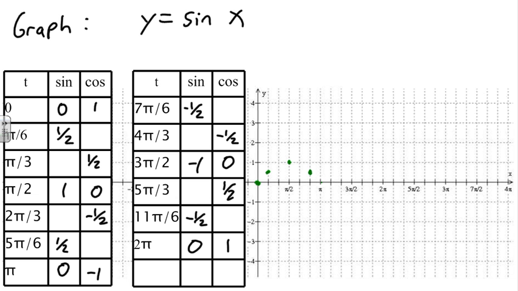Pi is 0. 7 pi over 6, the next one, is negative 1/2. And we'll skip 4 pi over 3 because it was a square root. 3 pi over 2 is negative 1. And we'll skip 5 pi over 3. 11 pi over 6 is negative 1/2. And 2 pi is 0. So we can see this begins shaping up to be a curve. It's a wave. That's why they call it the sine wave.